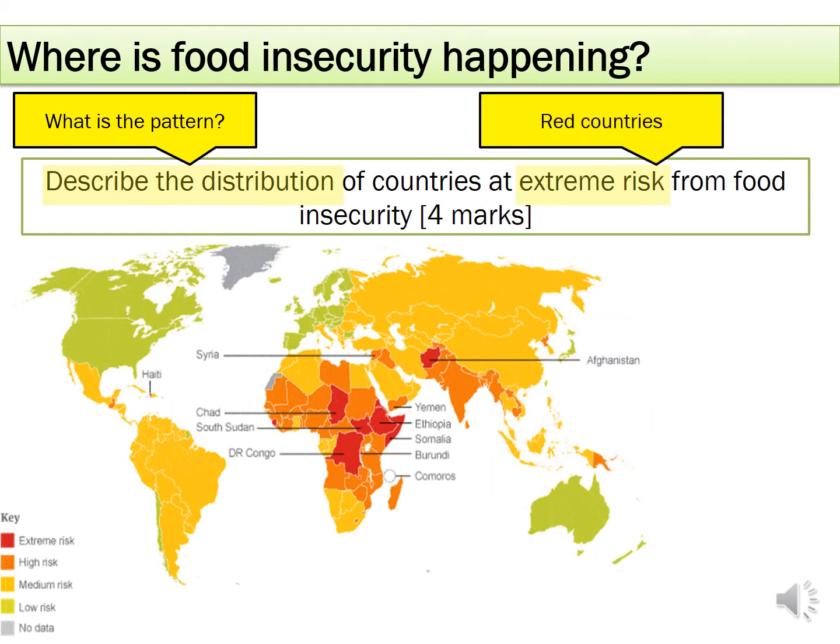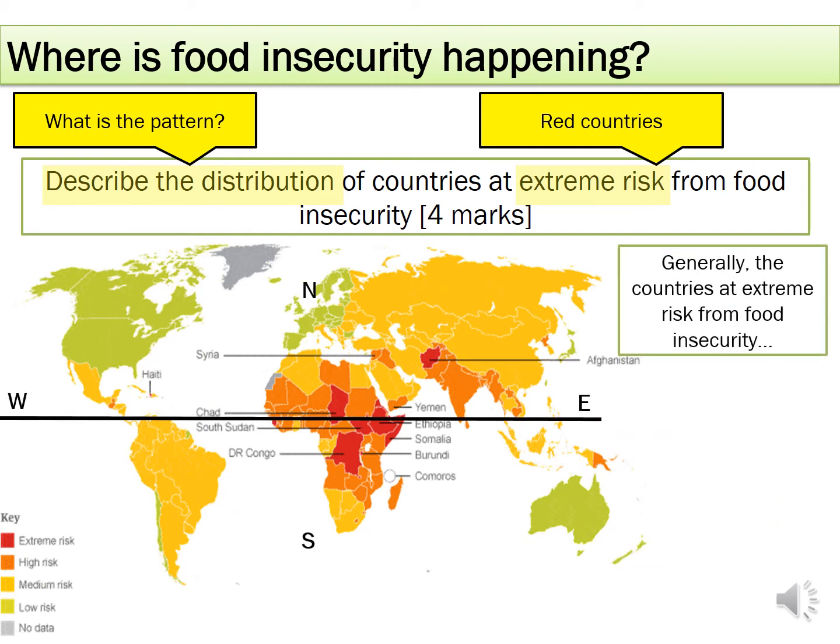Extreme risk, we know we need to look at the key, which tells us the red countries are the countries that are at extreme risk from food insecurity. So we know we need to use the words distribution, extreme risk, food insecurity, those sorts of words in our answer. So to answer this question, we use the acronym GCSE.